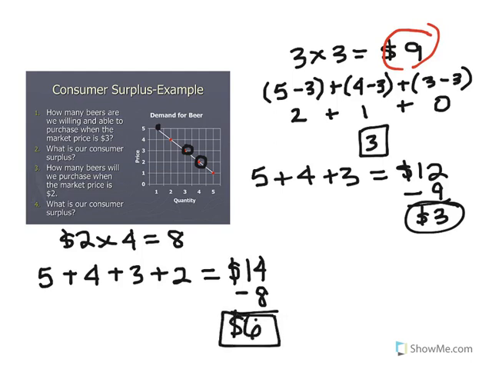So notice that when the price of a good decreases, your consumer surplus increases, and vice versa. When the price of a good goes up, so again, if the price goes back up to $3, then your consumer surplus decreases. And of course, we know that's because of the slope of the demand curve.